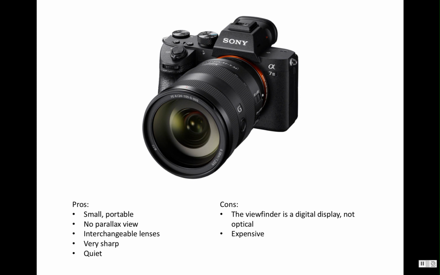So pros of this camera, it's still fairly small, portable, maybe more the size of an SLR. There's no parallax view, the lenses are interchangeable, generally they're very sharp, and this is also a quiet camera. It doesn't have the mirror that makes all the noise in an SLR. Now the cons, the main con for me is the viewfinder is showing you a digital display, not an optical display. I find that kind of distracting. It looks kind of like a little TV picture inside. And also at this point, these cameras are fairly expensive.